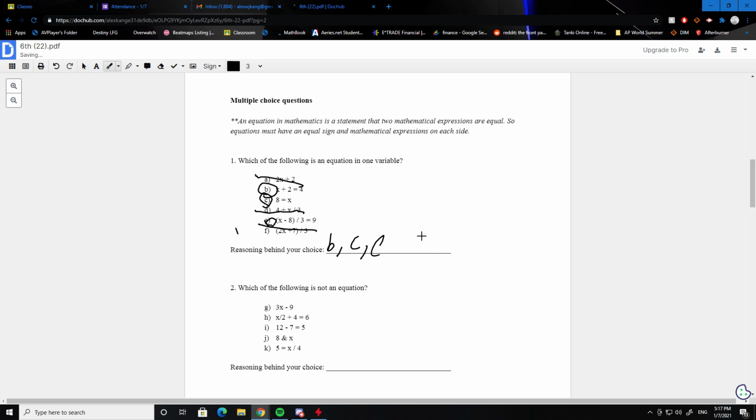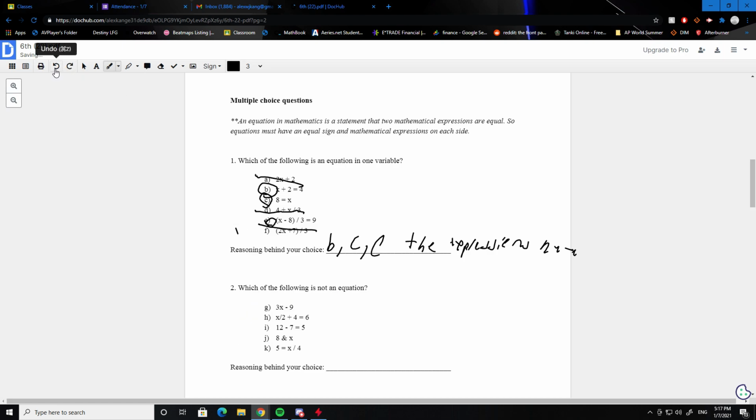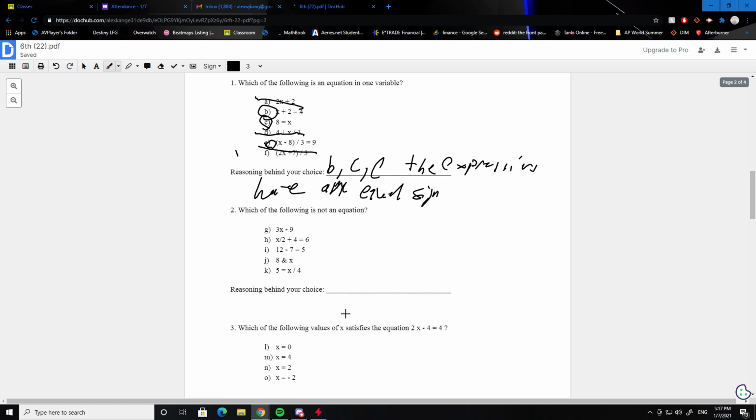And the reasoning should be, oh shoot, my bad. Equations have an equal sign, expressions don't. There's a more complex definition to it later, but you don't have to worry about it for now.